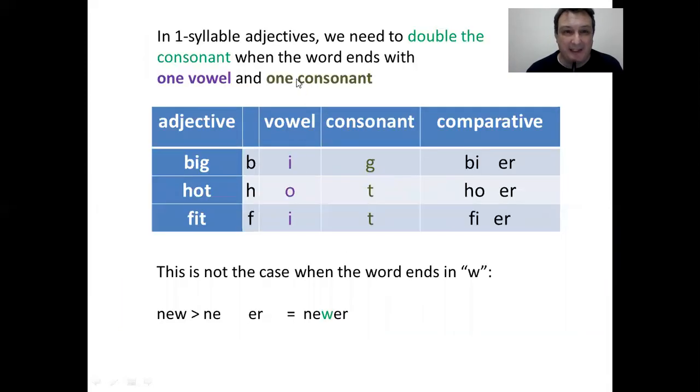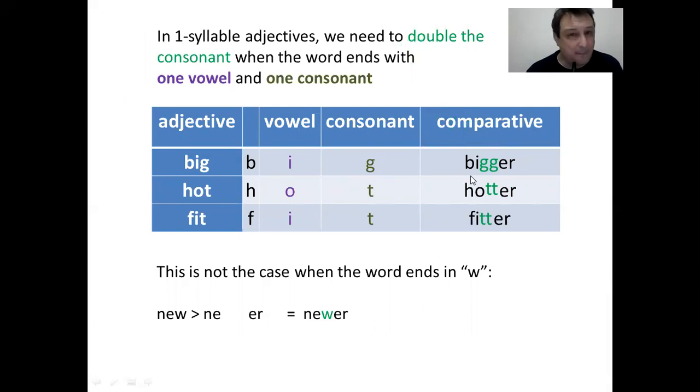Let's look at the spelling now. When we have adjectives with one syllable, then if it finishes with one vowel and one consonant, then to write the comparative or the superlative, we need to double the consonant. So big becomes bigger with double G. Hot is hotter with double T. And fit is fitter with double T.